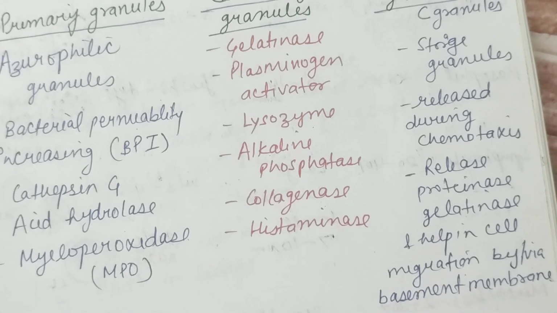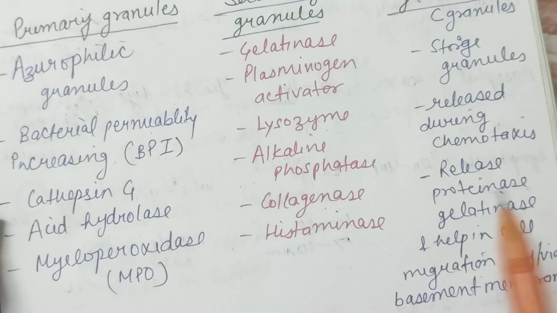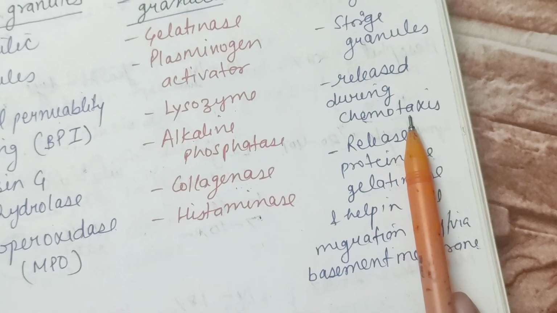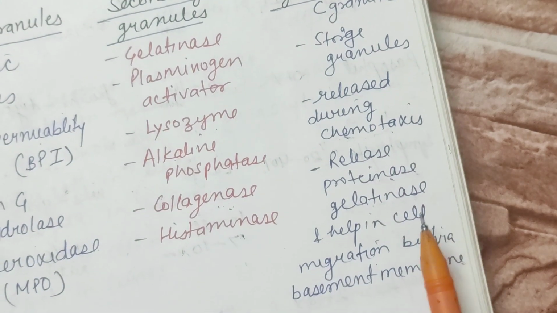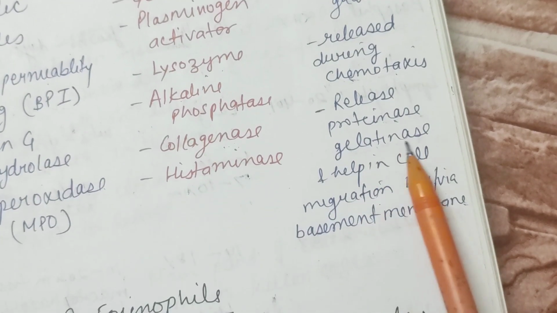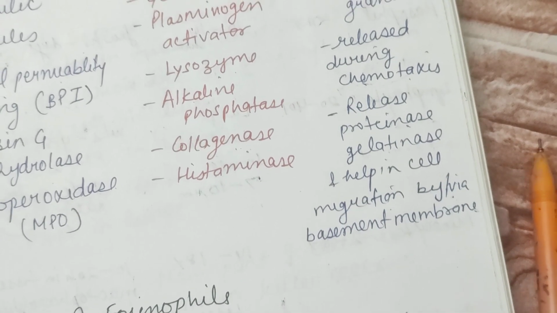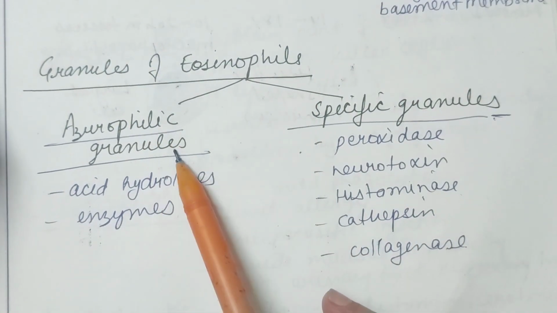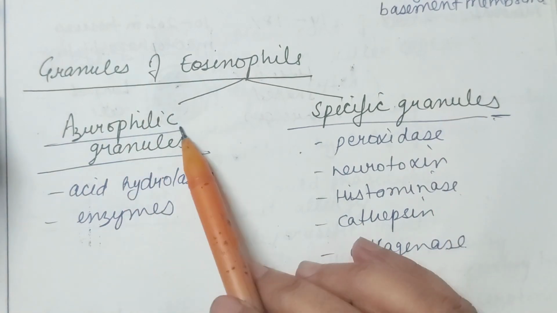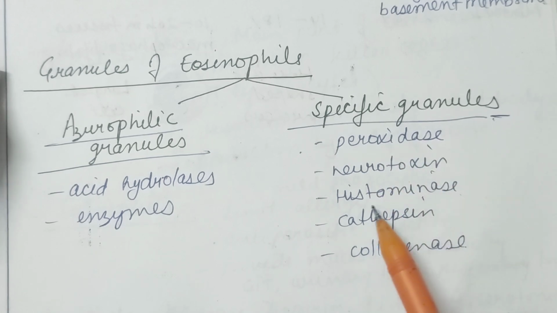Okay, so depending on it, like collagenase destroys collagen, they are secondary granules, right? So they release during chemotaxis. The tertiary granules are released during chemotaxis to attract various other phagocytes. Okay, then proteinases and gelatinases help in cell migration via basement membrane lysis. Okay, so these are some granules. Granules of eosinophils are of two types: azurophilic granules and specific granules. Azurophilic granules have acid hydrolase and enzymes, and specific granules have peroxidase, neurotoxin, histamine, cathepsin and collagenase.